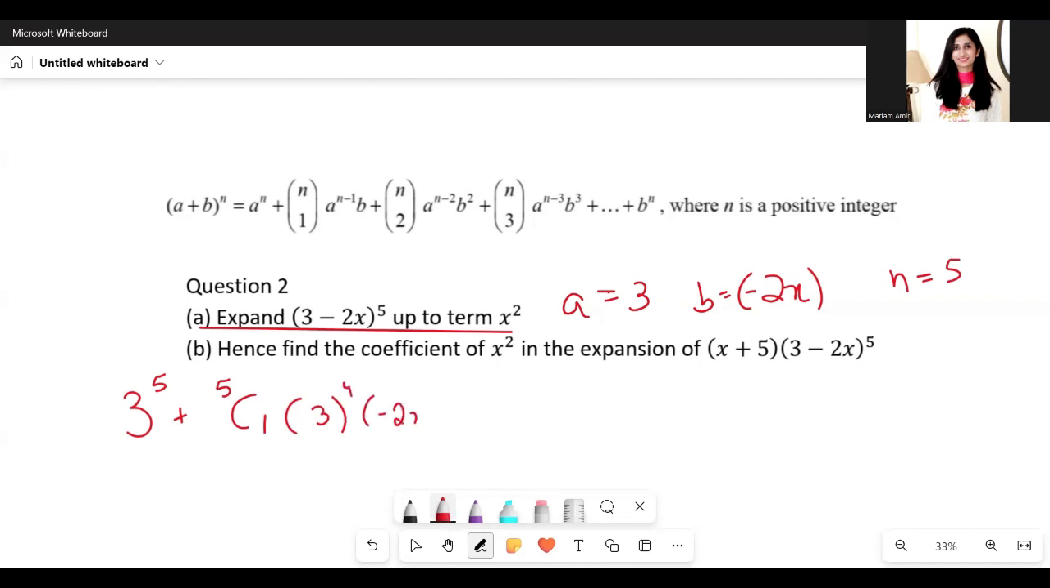Second term, which is negative 2x in the bracket, and its power is going to be the lower value of c, which is 1, plus, now this, notice, will not give us x squared. This will give us x. So we need to keep expanding. Then 5c2 is going to be the next term. 3 power 5 minus 2 is 3. Then negative 2x, its power is going to be 2. This will give us x squared. So you stop here, and you don't need to expand it any further. Just give me a second.